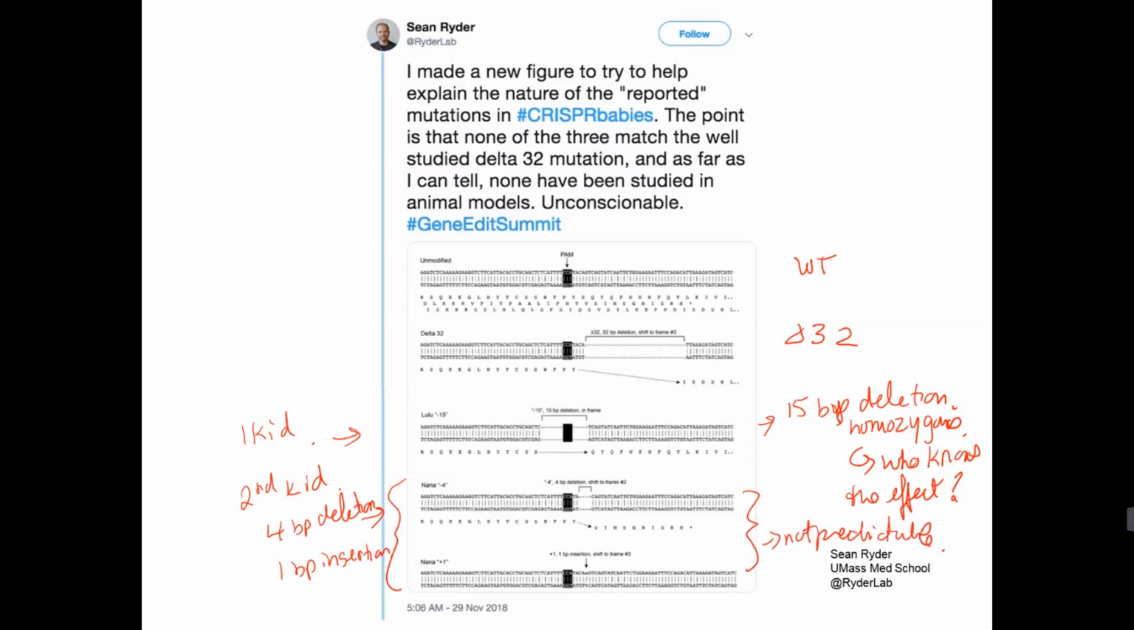And so to end, from a clinical perspective, what they've actually done is created 3 alleles of CCR5, whose significance is unknown.